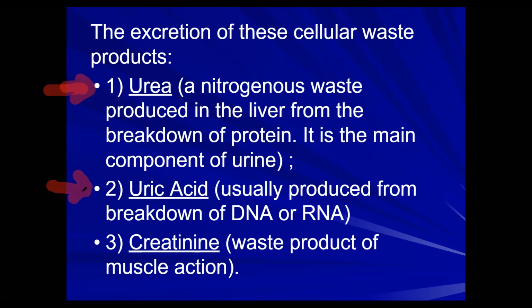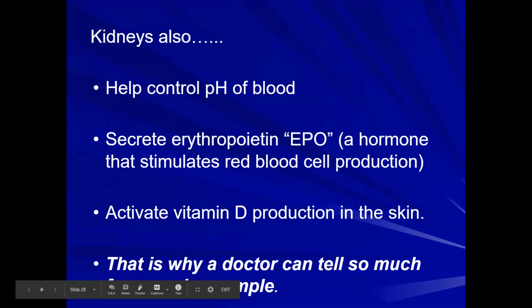Okay. Our third main cell waste product is going to be creatinine. This is what happens when we break down muscle or as we use muscles. This is a waste product that is released. So these are the 3 main things that are going to be important for us to release in our urine in order to go through the normal excretion process.